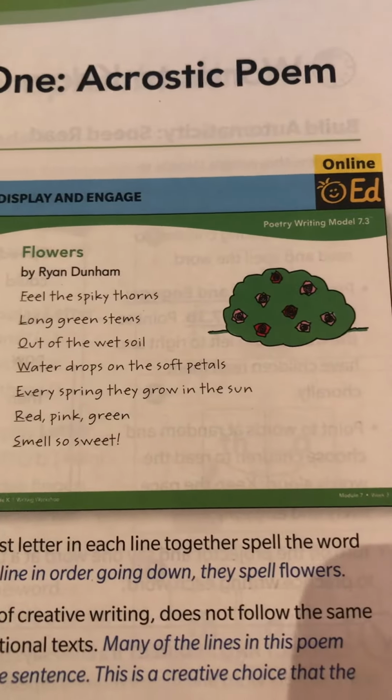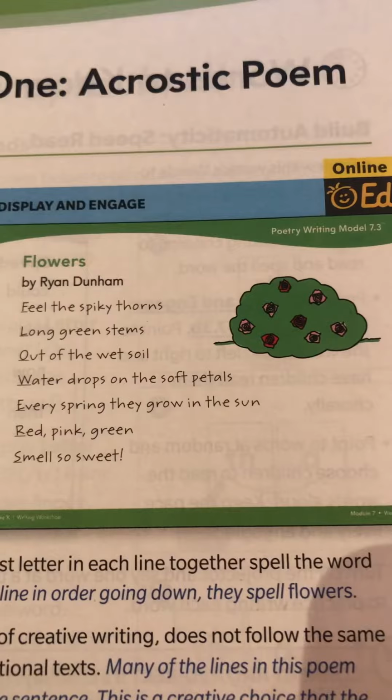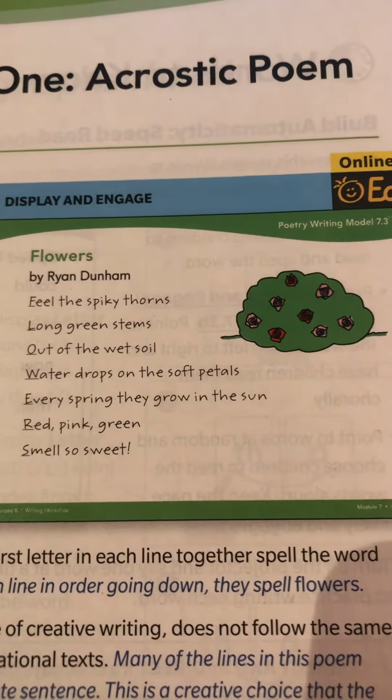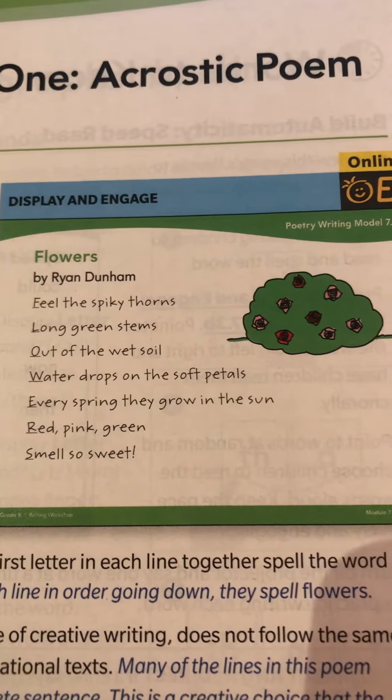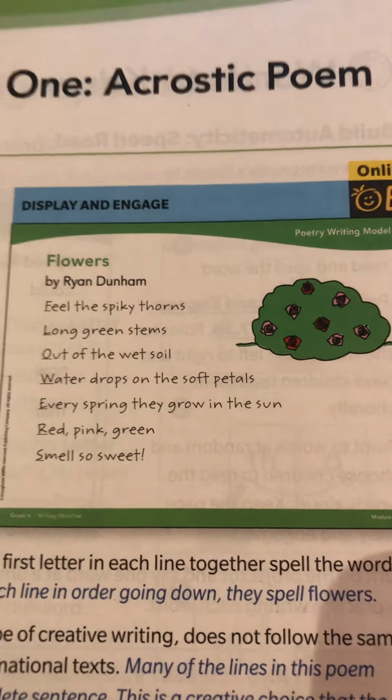For writing today, we're going to look at an acrostic poem. An acrostic poem is a poem that is written in a special way. First, the poet thinks of a topic for the poem. Then they use the letters in the topic to start each line of the poem.